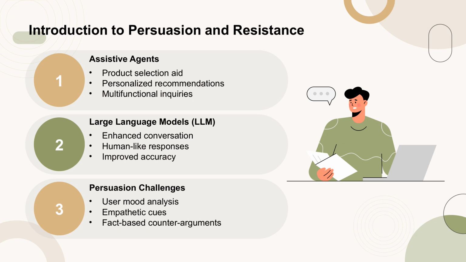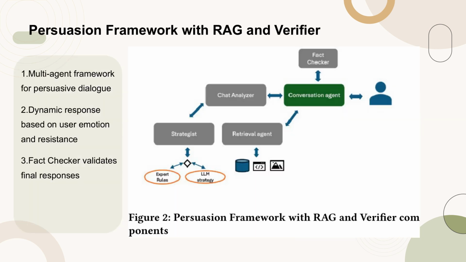to influence user actions. Figure 2 illustrates the persuasion framework, which employs a multi-agent system to enhance persuasive dialogue. The primary agent interacts directly with users, while auxiliary agents handle tasks like information retrieval and response analysis. The framework dynamically adjusts responses based on the user's emotional state and resistance strategies. Additionally, a fact-checker component validates the final responses to ensure accuracy and reliability.